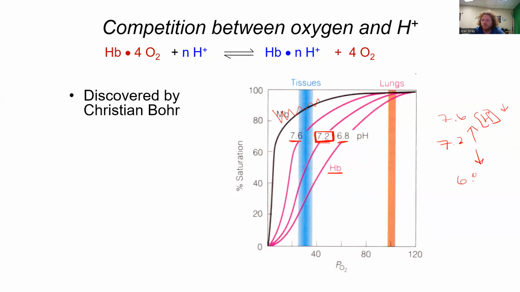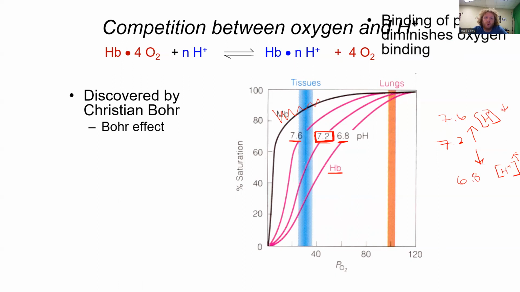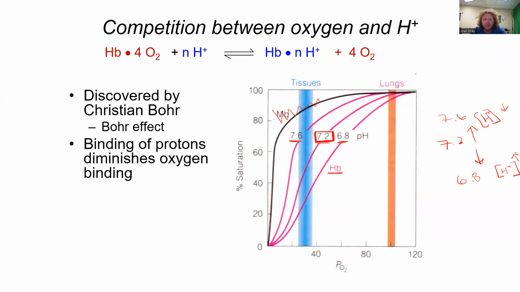And then if it goes down, our hydrogen ion concentration increases. An important thing to remember: if the hydrogen ion concentration goes down, that means some of the proteins that we're dealing with have maybe become deprotonated. Conversely, if the pH goes down, then some groups are probably protonated where they otherwise would not be. So this is termed and known as the Bohr effect. Binding of protons diminishes oxygen binding, okay?